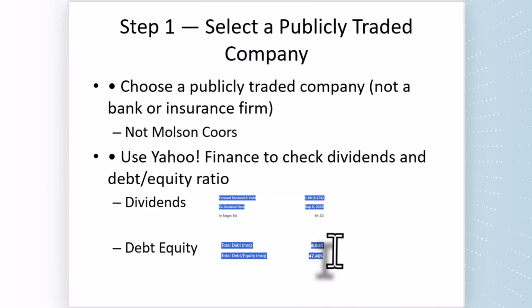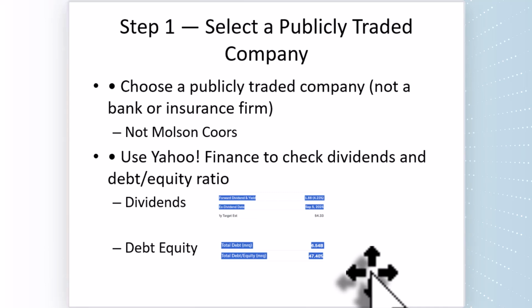a positive number there. If either one of these places has NA, that means number one, no dividends. And number two, it means that they're not reporting debt equity, which isn't possible. Obviously, we know what that is, but that the number is negative. So we want to make sure we have a, in quotes, good company to analyze.